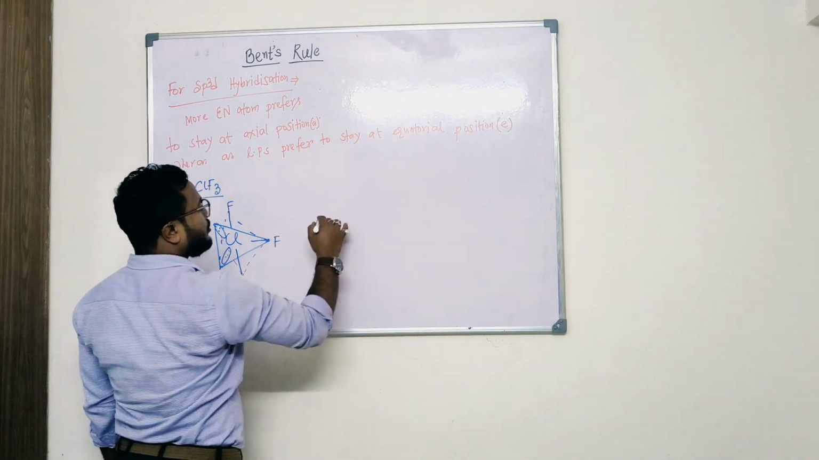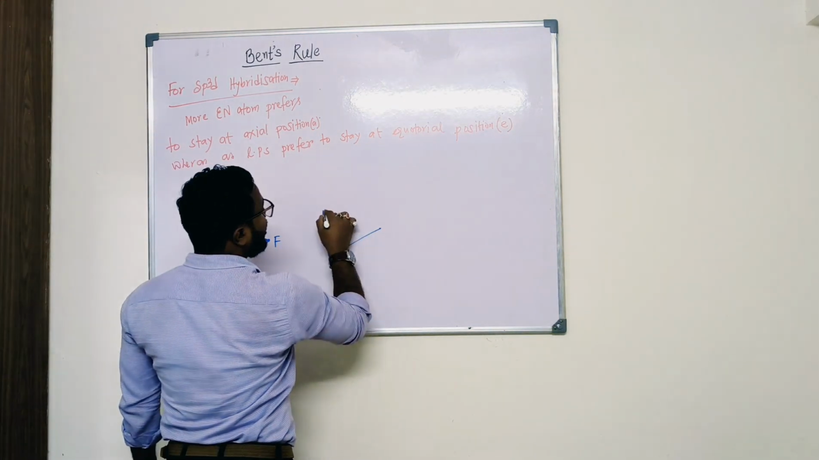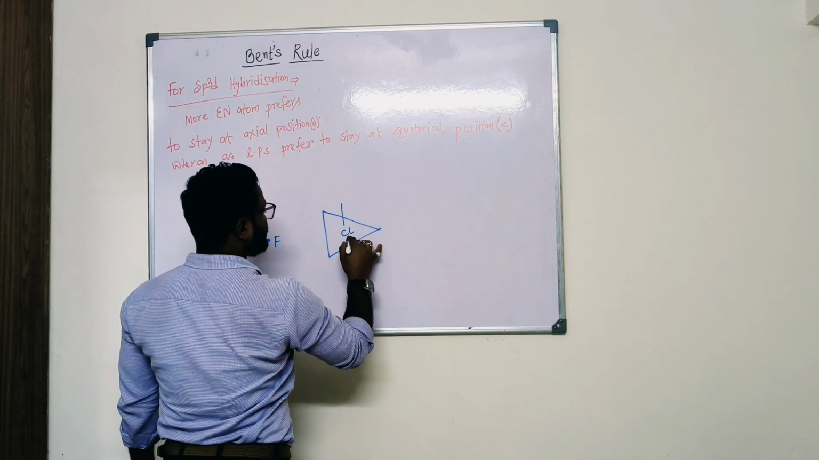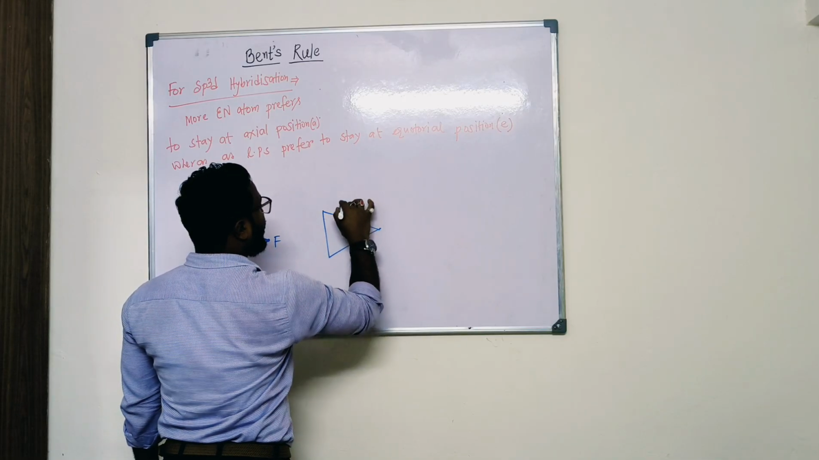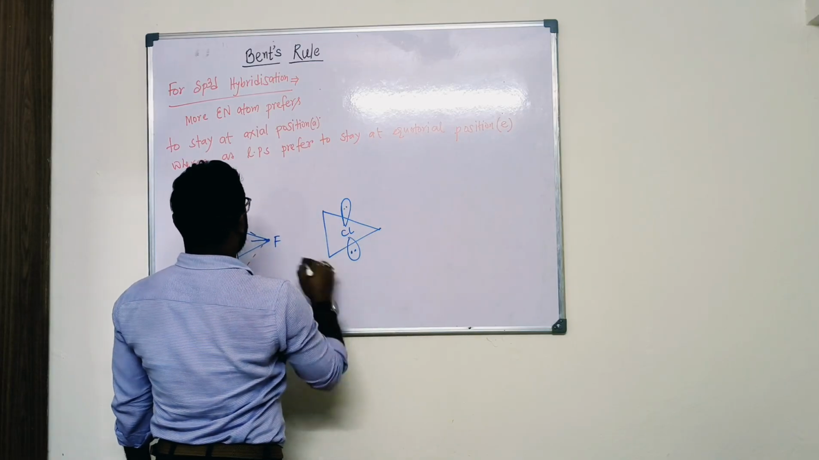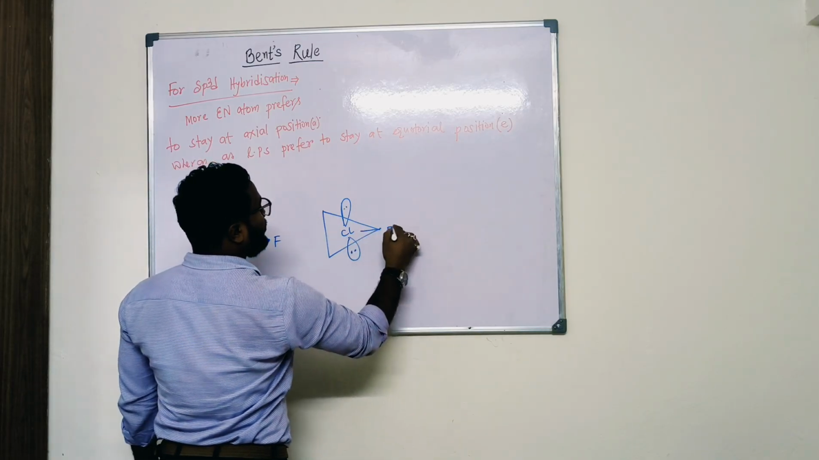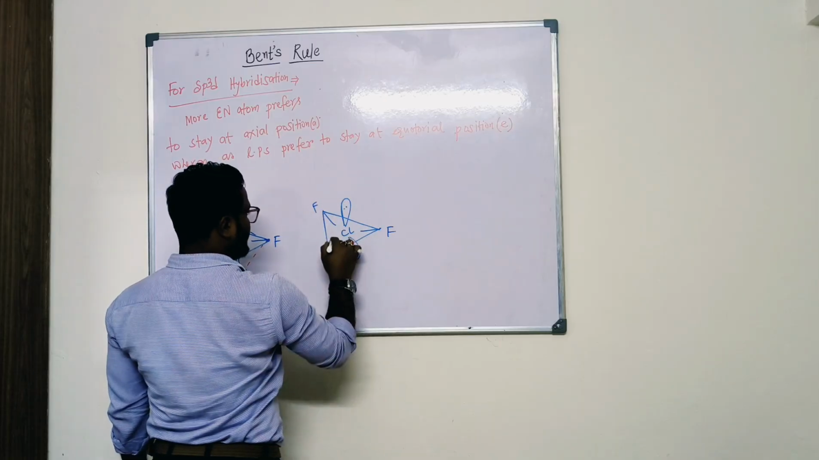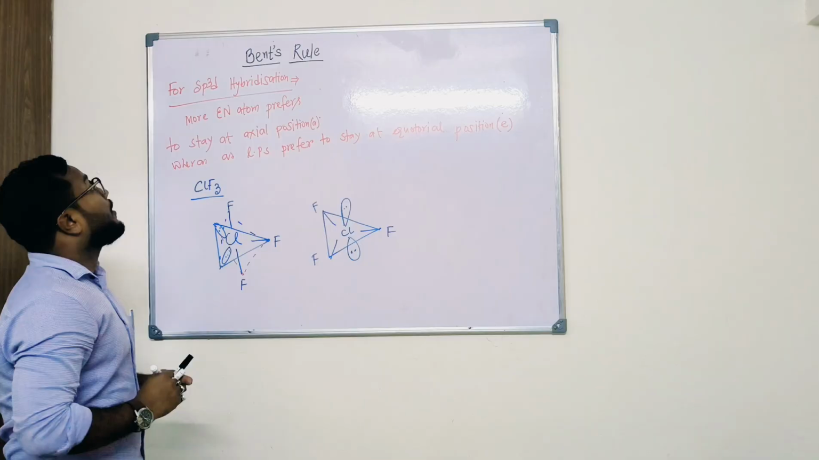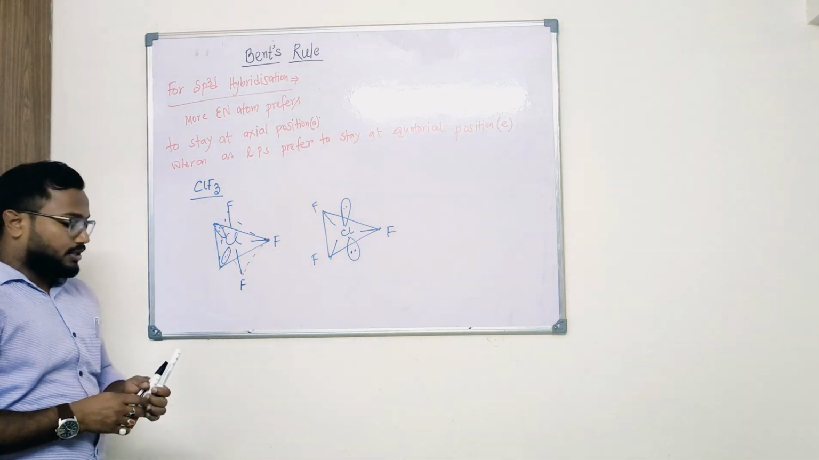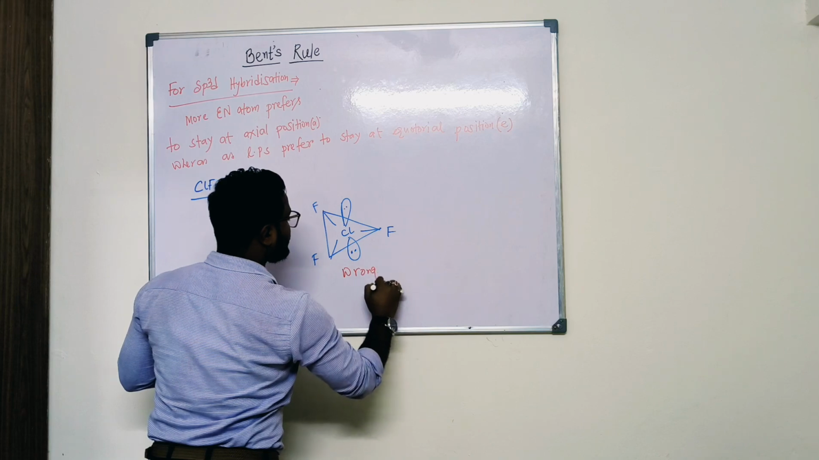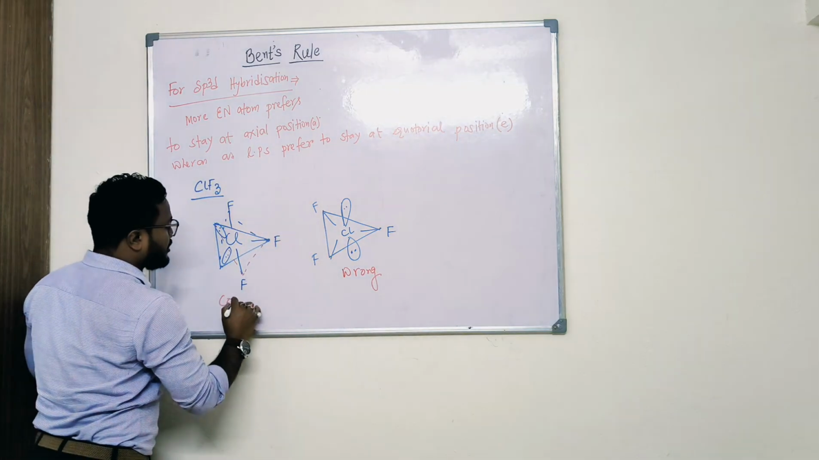Someone may think, no, I am not going to do it like this, I am going to draw the structure in this manner. Here one lone pair, here another lone pair, and fluorine will be placed in these positions. Someone can do it like this. From Bent's rule we came to know that this form is wrong and this is the correct representation.